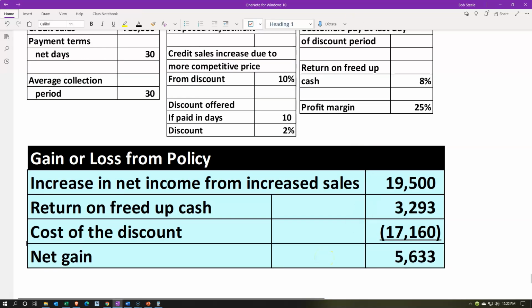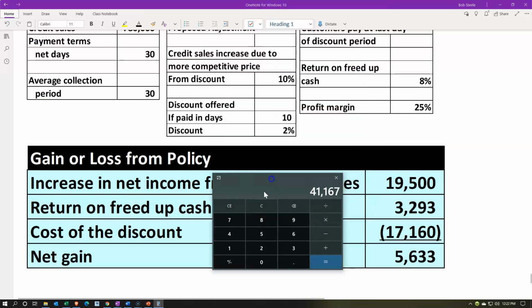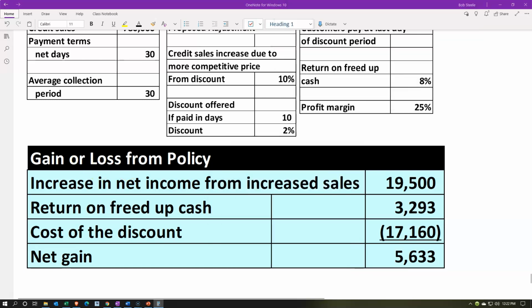So now if we were to add that up, we're going to say, all right, well, is this a good thing? Well, we got the 19.5 plus the 3,293 minus the 17,160, and it comes out to a positive. So in this case, we were thinking the discount might be a good thing.